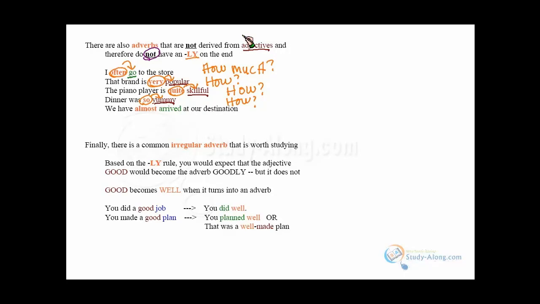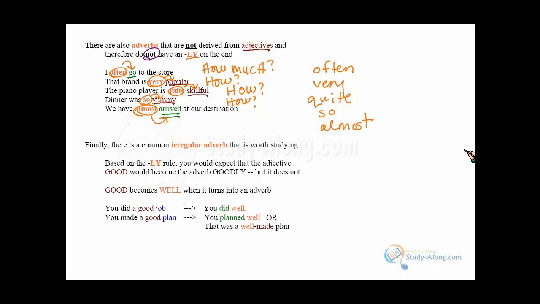We have almost arrived at our destination. Right, so arrived, an action, a verb. And have we arrived yet? When are we going to get there? How will we arrive? Almost is an adverb describing arrived. So those are some of the common adverbs that are not derived from adjectives: often, very, quite, so, and almost.